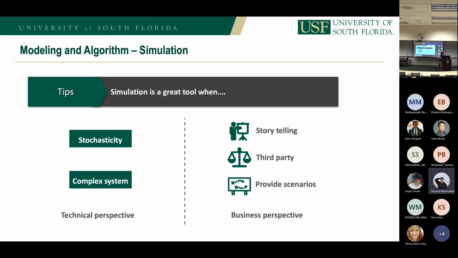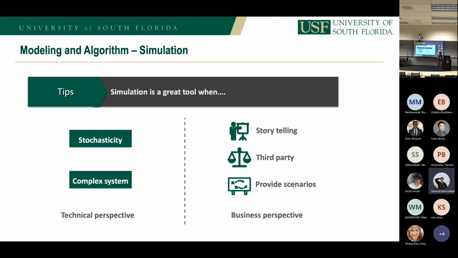So okay, look at it again. Simulation is a great tool when, from a technical perspective, we have stochasticity or uncertainty, which is really hard to formulate, so we rely on simulation. And for some complex systems that have too many elements and a very complicated structure, we rely on simulation to describe the system. This is from the technical side.